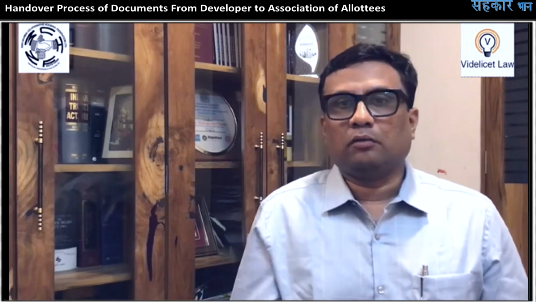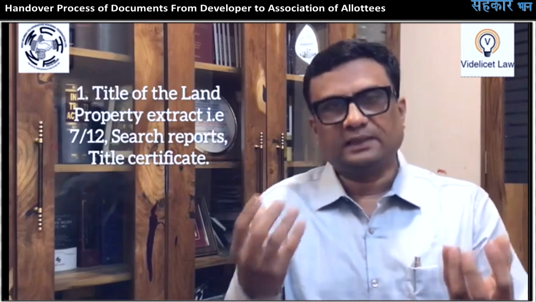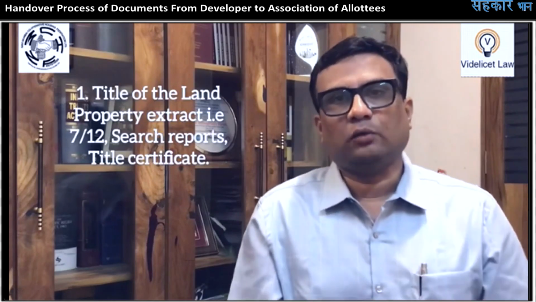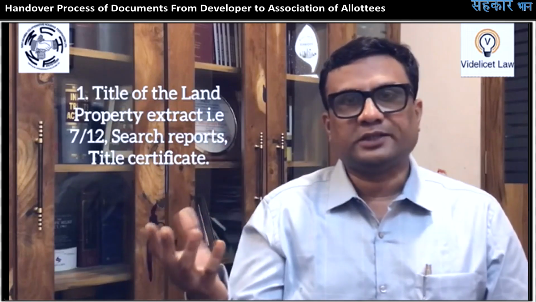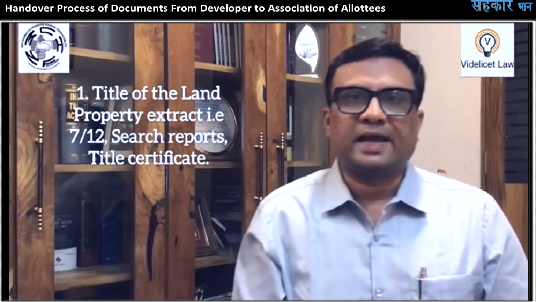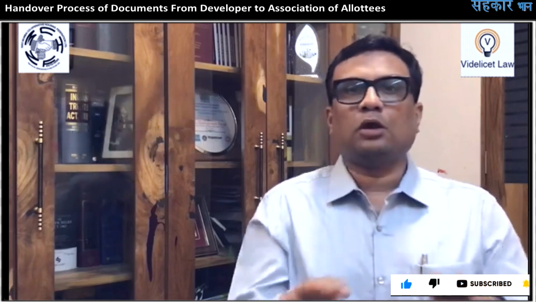Now, entering into the actual handover process, the first documents relate to the title, that is, the land. When it comes to land, the first document which we analyze is the property card or 7/12 extract, which we call 'saat-baara'. So the property card and the 7/12 extract need to be handed over. Then there are search reports. During the initial stage of the real estate project, the promoter always undertakes the activity of search. Therefore, search reports and title certificates from the advocates also need to be handed over. Now this is all about land.